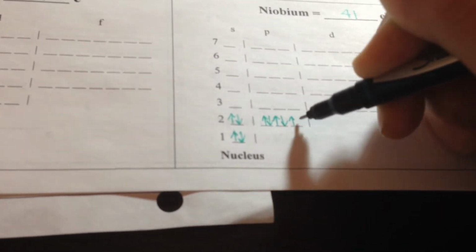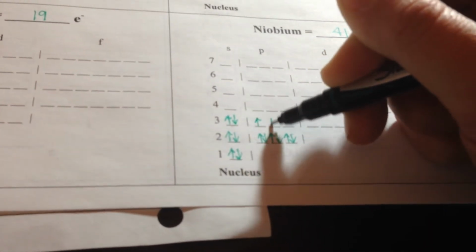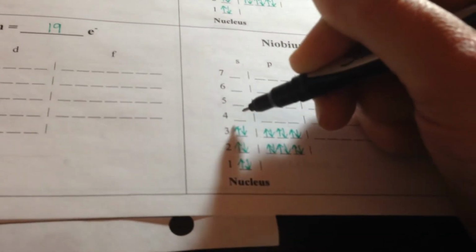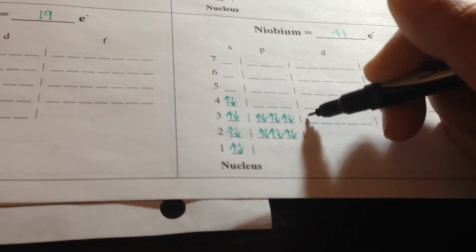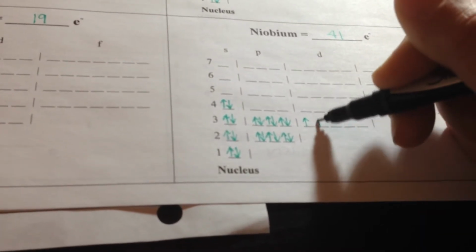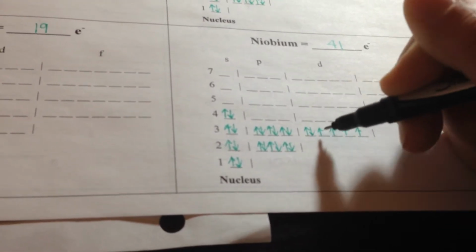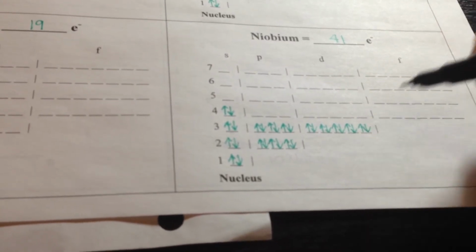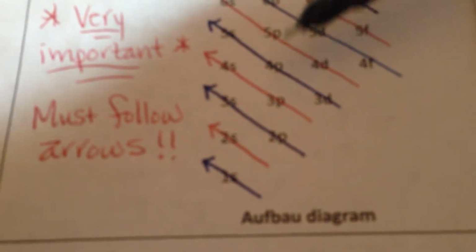Come back and pair these. That makes 10. This would be 12. This is 18. Then again, I have to come up here. That's 19. That's 20. Then back down here to the 3d. 21, 22, 23. And that makes 30. After the 3d, if I look at the diagram here, after 3d comes 4p.